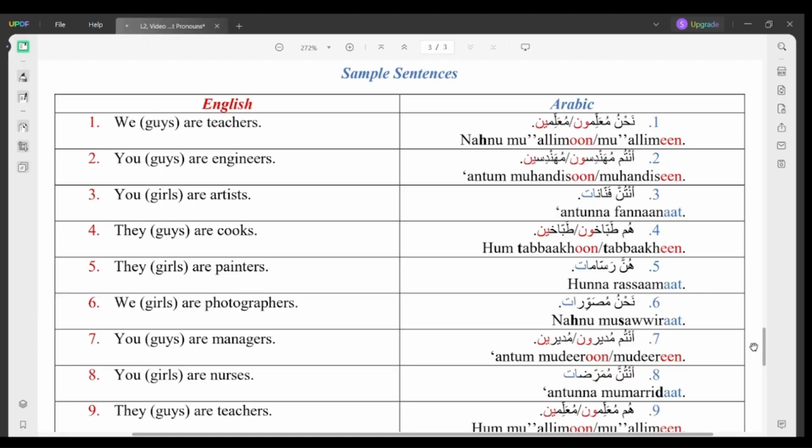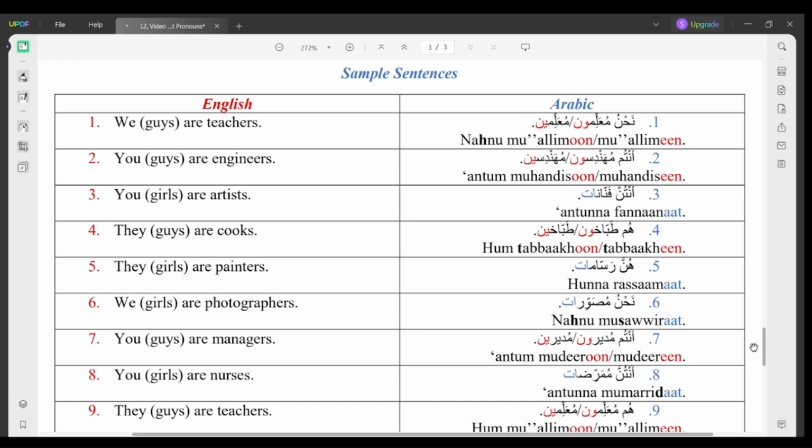Number 1, we guys are teachers. Nahnu muallimun or nahnu muallimin. Number 2, you guys are engineers. Antum muhandisun or antum muhandisin. Number 3, you girls are artists. Antunna fannanat. Number 4, they guys are cooks.